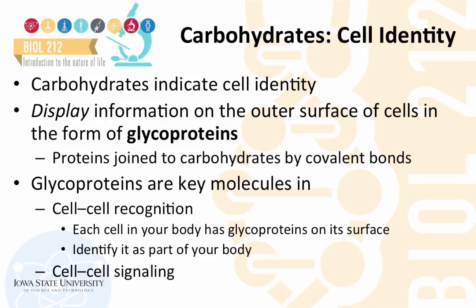Another role that carbohydrates play is in cell identity. They help display information on the outer surface of cells in the form of glycoproteins, which are protein molecules embedded in the cell membrane that are linked to carbohydrates via covalent bonds. These glycoprotein molecules help in cell-to-cell recognition and cell-to-cell signaling.